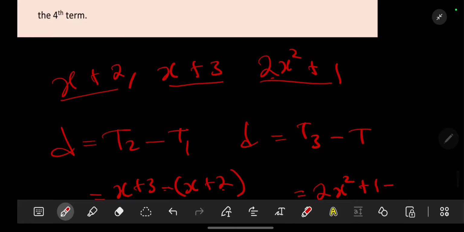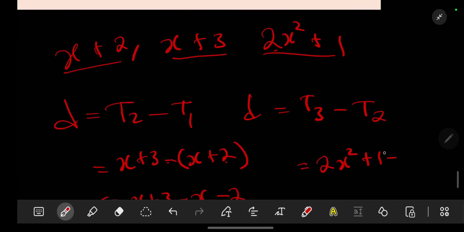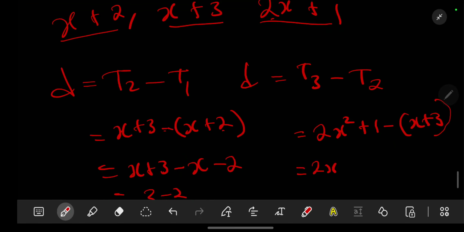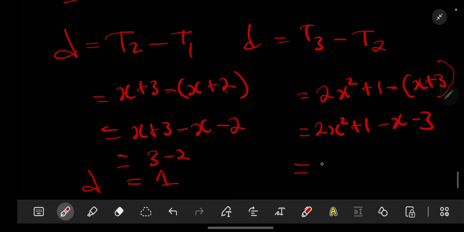So preceding terms: term number 3 minus term number 2, term number 2 minus term number 1, term number 4 minus term number 3. So we have minus our term number 2, which is x plus 3. This gives us something like 2x squared plus 1. Then we have negative x, negative 3, like that. So we have our 2x squared, so this will be our d, 1 minus 3.